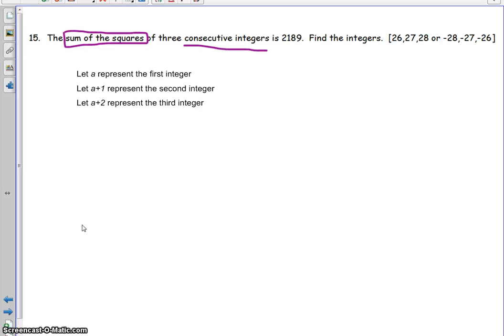Okay, so we don't need to have 3 different variables necessarily for these 3 integers because they're all consecutive. So whatever the first one is, the second one's going to be 1 larger, and the third one's going to be 2 larger than the original one. So we know the sum of these squares is going to be 2,189.